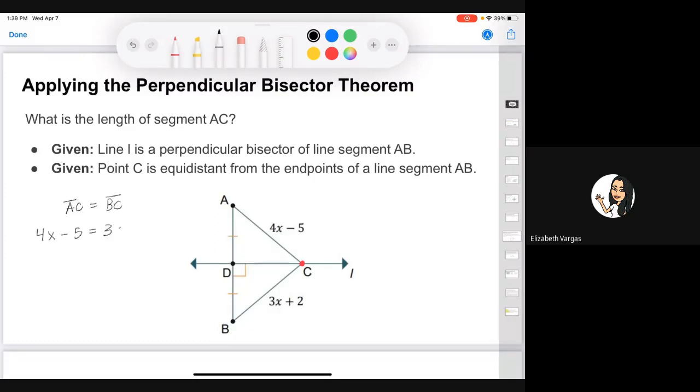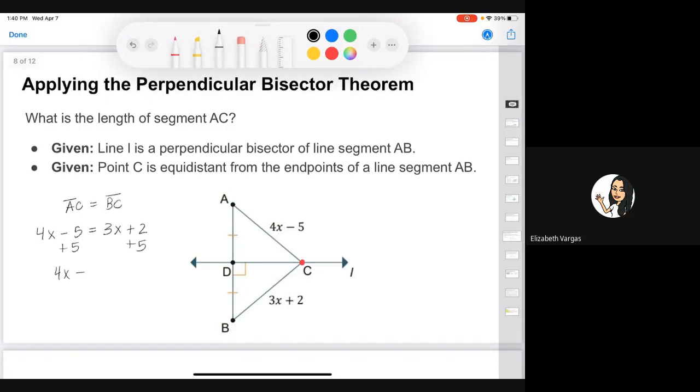It is equal to, and what we're going to be able to do with this is identify X, and then we're going to be able to plug X back in. So plus 5 for X equals 3X plus 7 minus 3X. So what we're doing is we're isolating X. X is equal to 7.